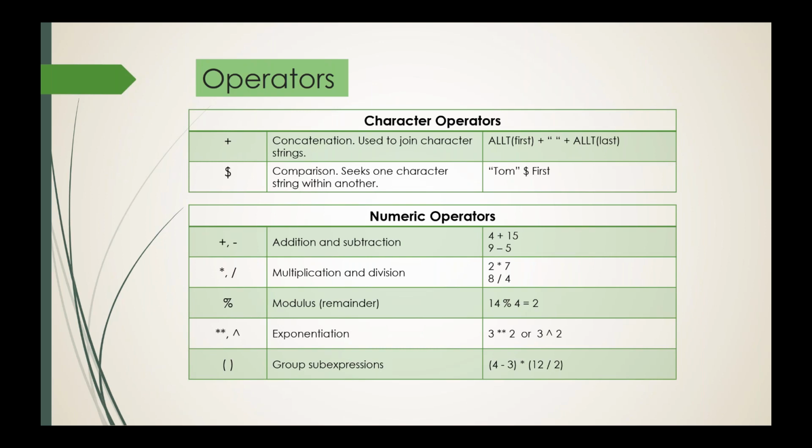Then we have exponentiation, which is either a double asterisk character or a caret sign. That's Shift 6 on your keyboard. So that's going to be 3 to the second power. And then we can also group sub-expressions using our parentheses. Similar to mathematical order of operations, everything inside those parentheses is going to be processed first, and then it'll process the rest of that function.